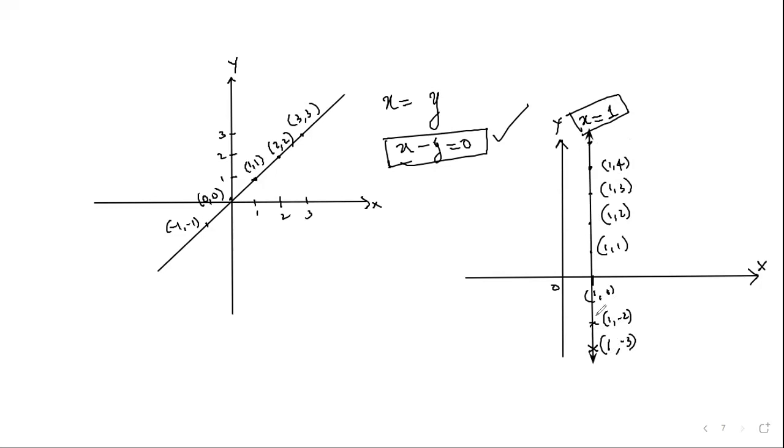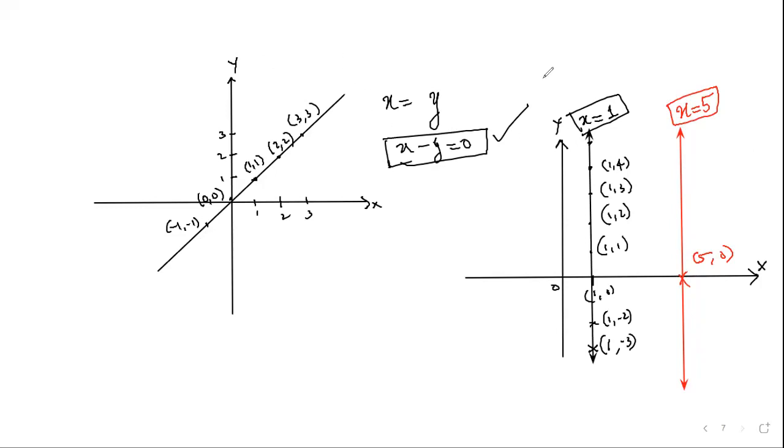Imagine I have a point here, 5 comma 0. I am drawing a line parallel to the y-axis. What will be the equation of this line? X is equal to 5. The condition satisfied by every point on this red line is that the x coordinate will be 5.